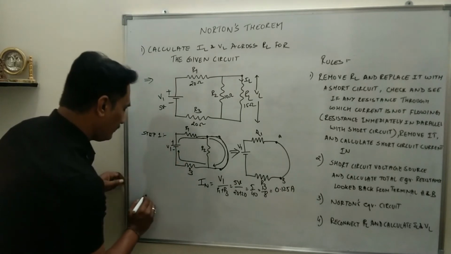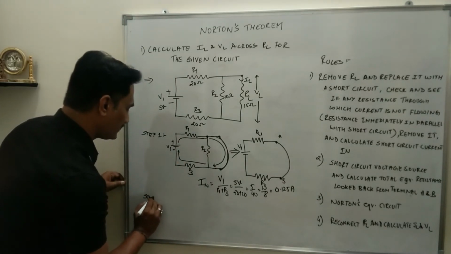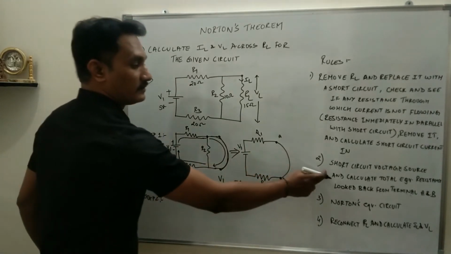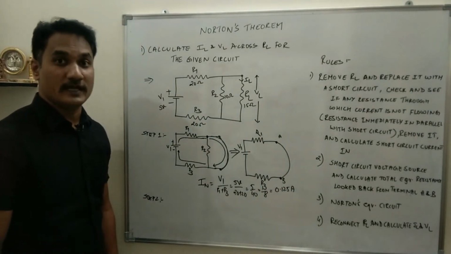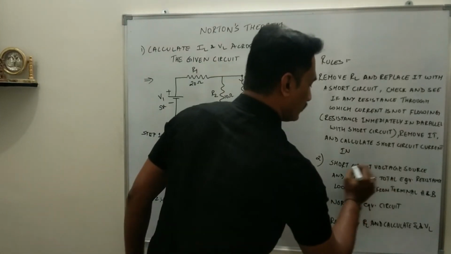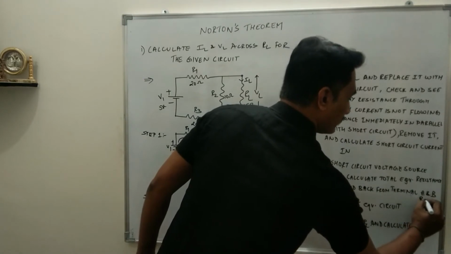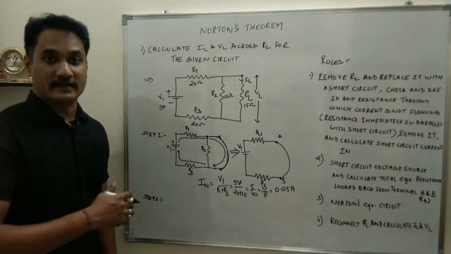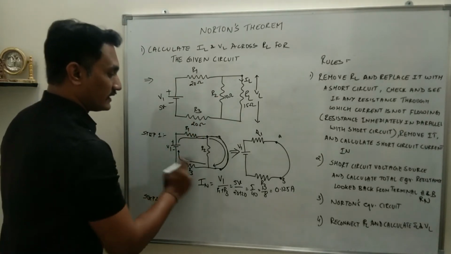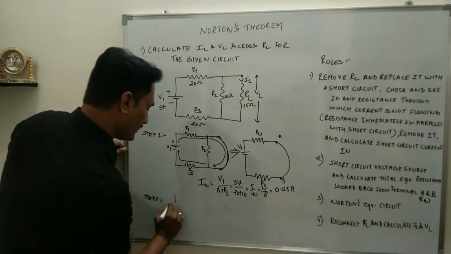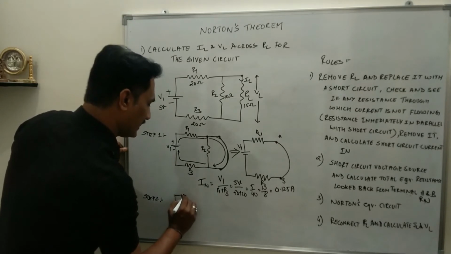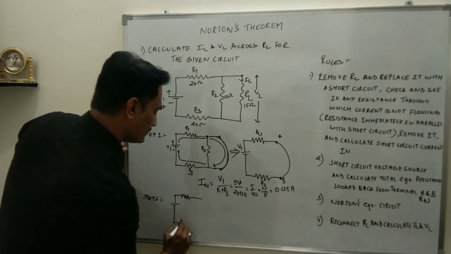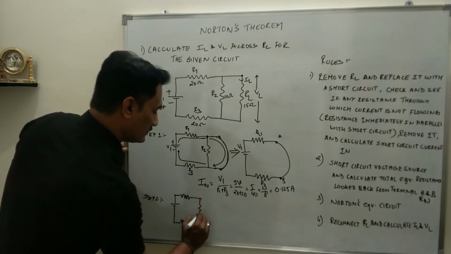In step 2, we have to calculate a total equivalent resistance, that is Rn. We have to calculate Rn here. Okay, so Rn exactly on the same lines that we do in RTH. Okay, so this is the circuit diagram. We have to come back to the circuit diagram. Positive, negative, this is R1, this is R3, this is R2.